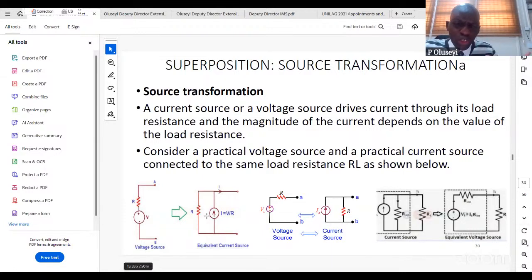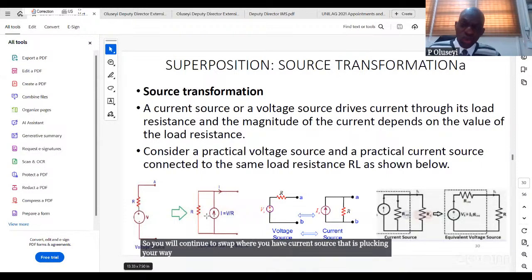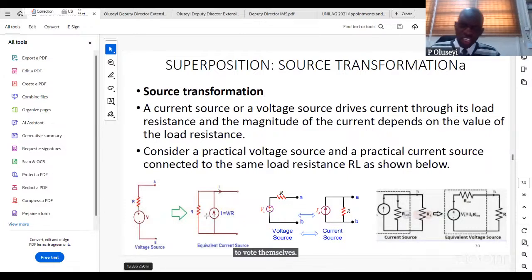It becomes very useful when you have a complex circuit, where resistors combine together and you have one or two or three sources of voltage or current. So you will continue to swap. Where you have a current source that is blocking your way to do your equivalent resistance, you can change from current source to voltage source, from voltage source to current source. You can flip-flop based on these two things that I have shown you.